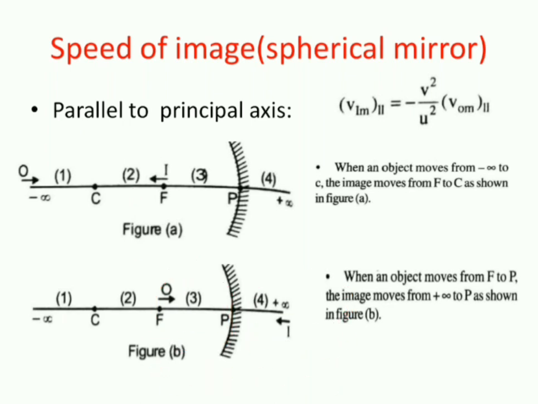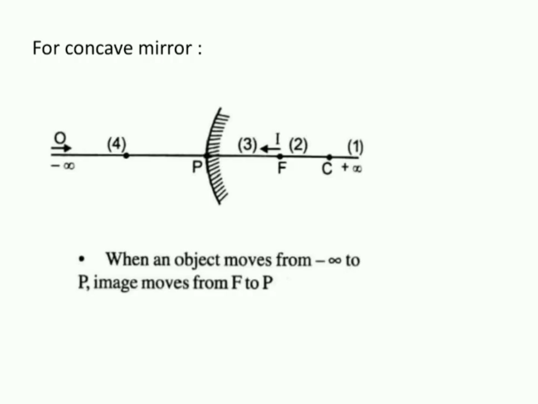And how do we evaluate the magnitude? Magnitude is found by using this relation. Remember this: velocity of image with respect to mirror parallel to principal axis is minus v square by u square into velocity of object, for small speeds. For a concave mirror, let us see how the object and image move.